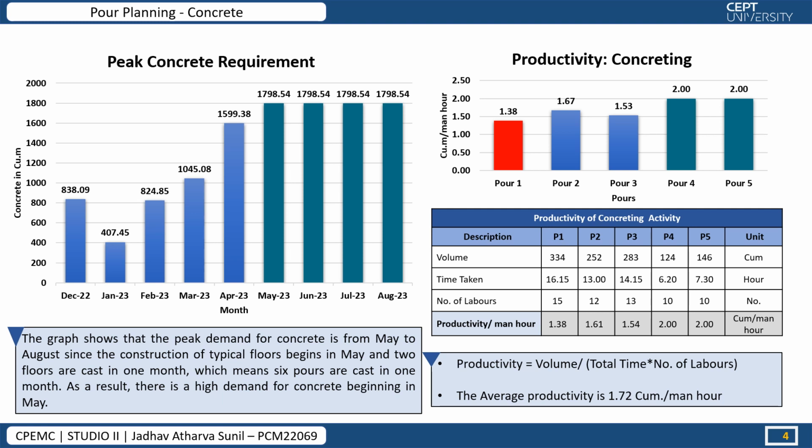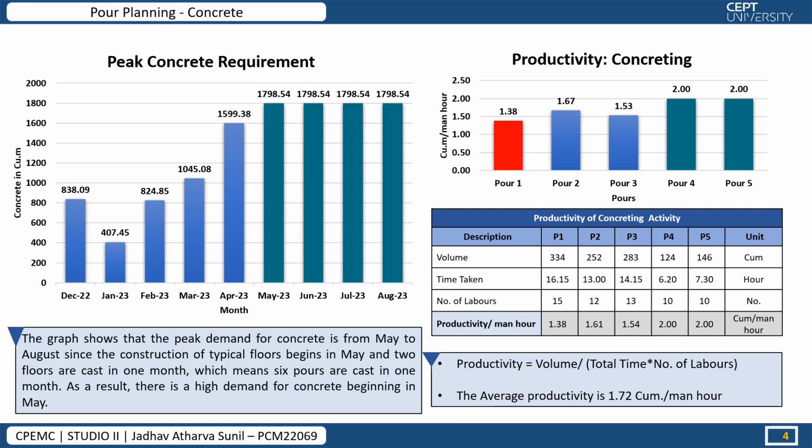Coming to the peak requirement of concrete, in the graph we can see that the peak requirement of concrete is from May 23 to August 23 because from May onwards the vertical floor construction is starting. So in every month there is a casting of 6 floors. That means every month 2 floors are going to be constructed.